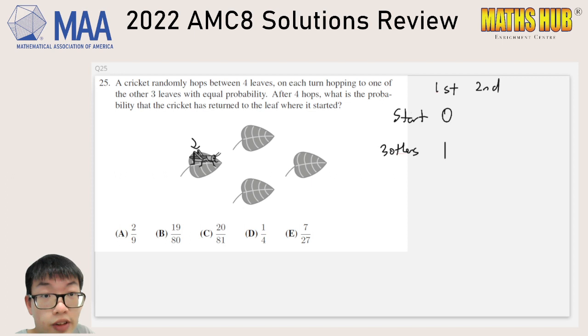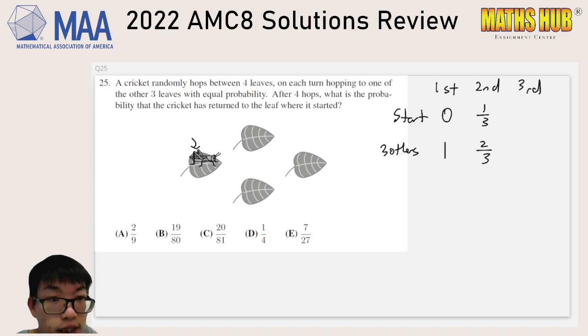Now, the next time, whenever you want to know the probability you end up at the start after a hop, if you were at any of the others, there's a 1/3 chance you end up back there. So there's a 1/3 chance you're at the start, and there's a 2/3 chance you are at the others, because it must always sum to 1.